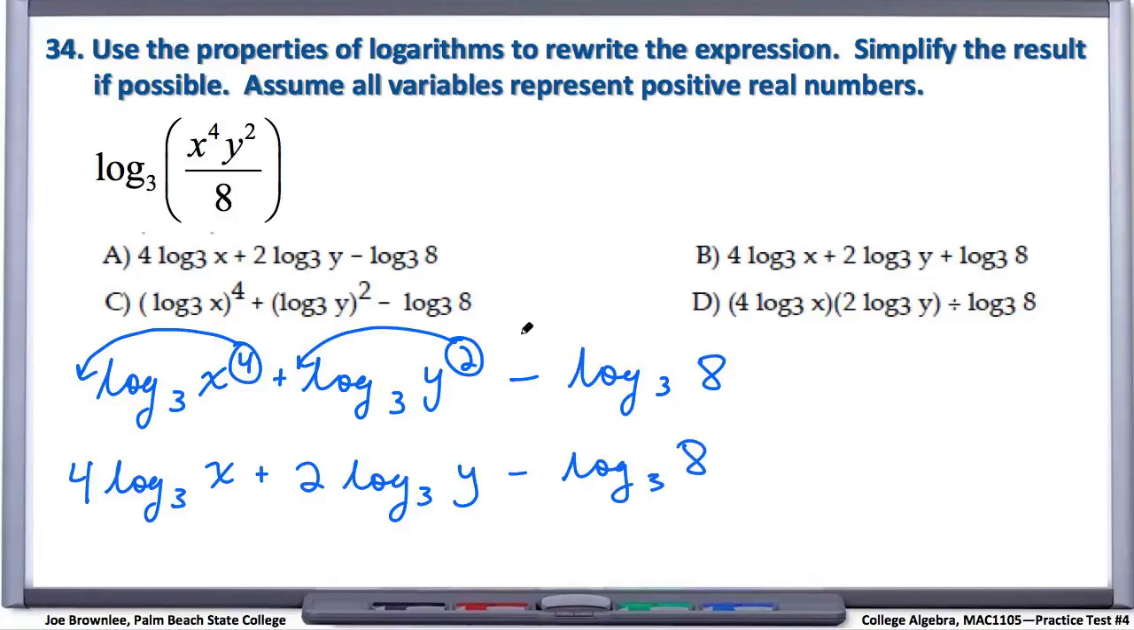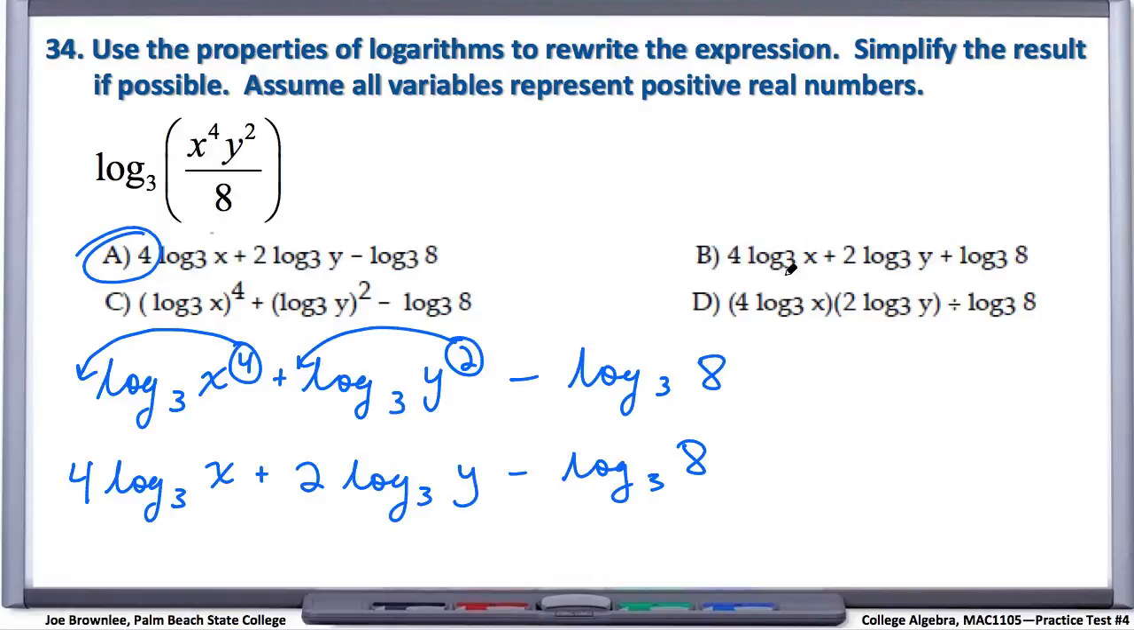Let's see if any of our A, B, C, or D choices fit. A, 4 log base 3 of x, so that looks good, plus 2 log base 3 of y, looks good, minus log base 3 of 8. I think we found it. We could go through and eliminate B, C, and D.